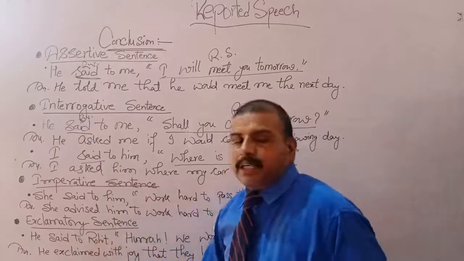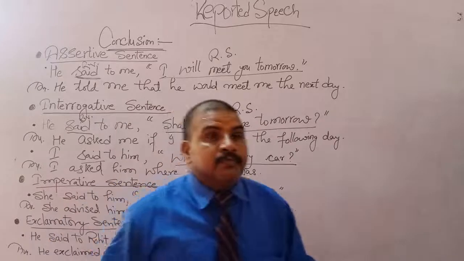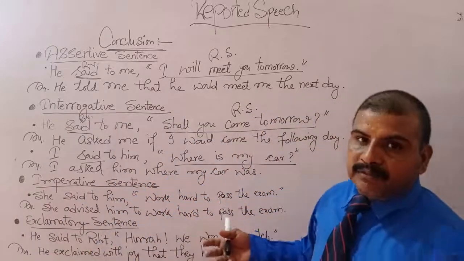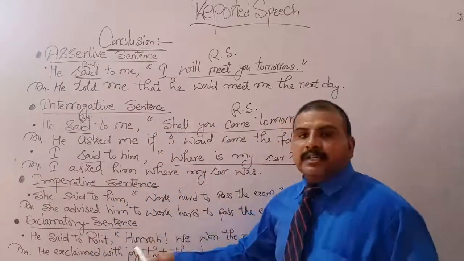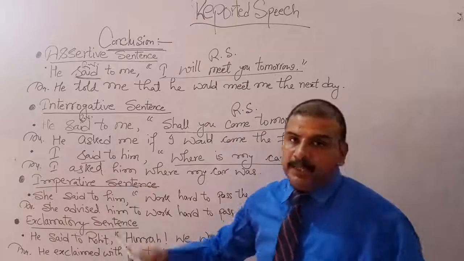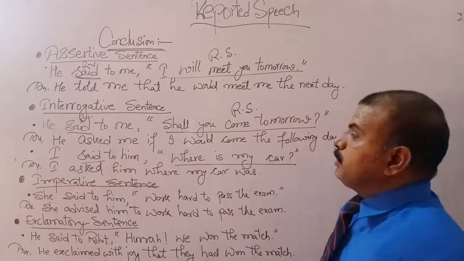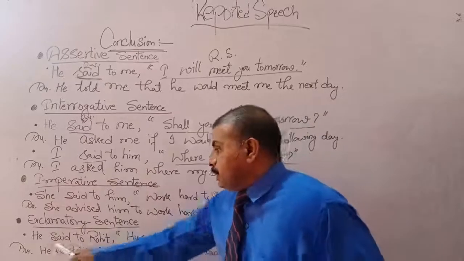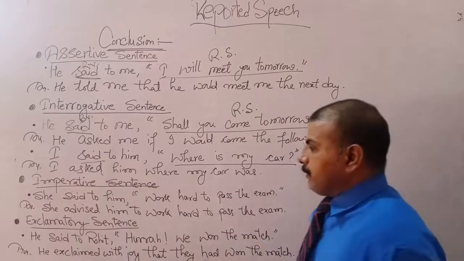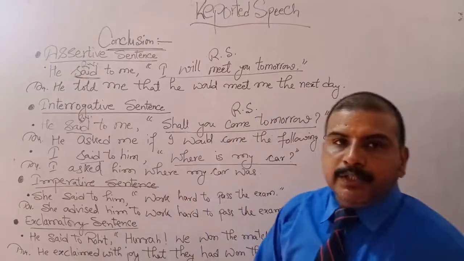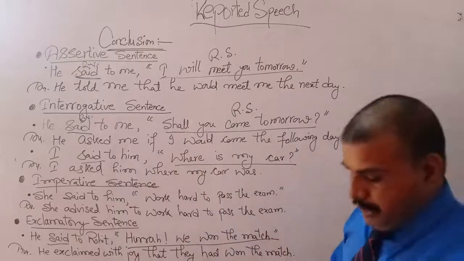Now come to the next type of sentence, the exclamatory sentence. An exclamatory sentence denotes some feeling: happy, sad, content, regret, curse, and it is again subdivided into optative sentence. For this type of sentence, how are we going to change direct to indirect speech? "He said to Rohit, hurrah, we won the match." Here, he is the speaker, "said" is the reporting verb, and "hurrah, we won the match" is the reported speech.